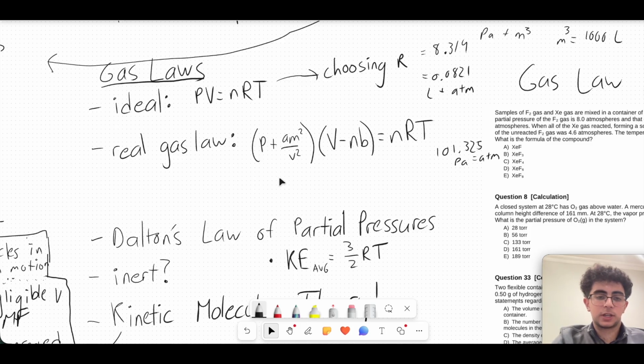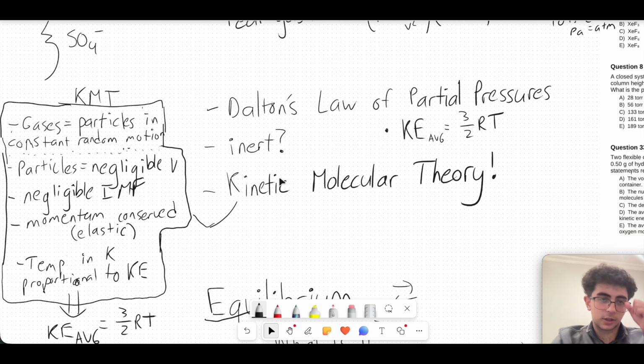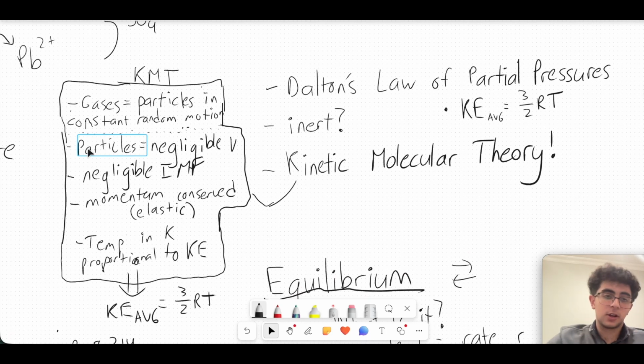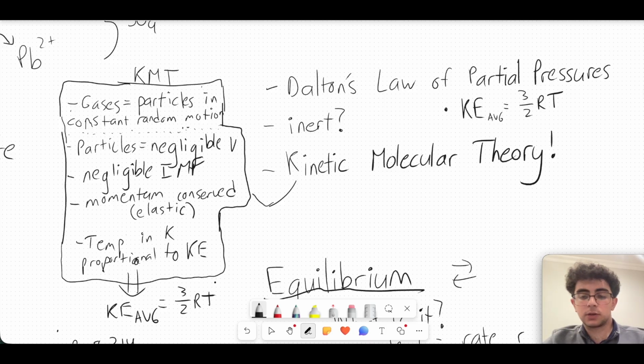I want to first talk about kinetic molecular theory. There are 5 points. First, gases have particles in constant random motion. The particles have negligible volume, and there are negligible IMFs, or forces, between the particles. Momentum is conserved, collisions are elastic, and the temperature in Kelvin is proportional to kinetic energy. There's an equation for that last one: the average kinetic energy equals 3/2 RT, where R equals 8.314. Anytime you're using joules, so energy, R is going to be 8.314. Those are in later units.